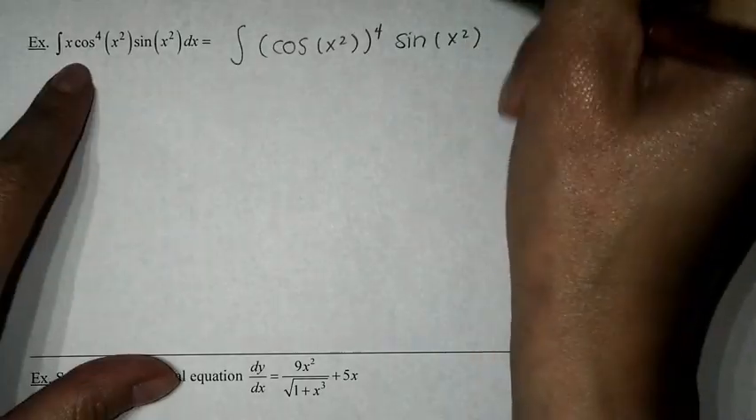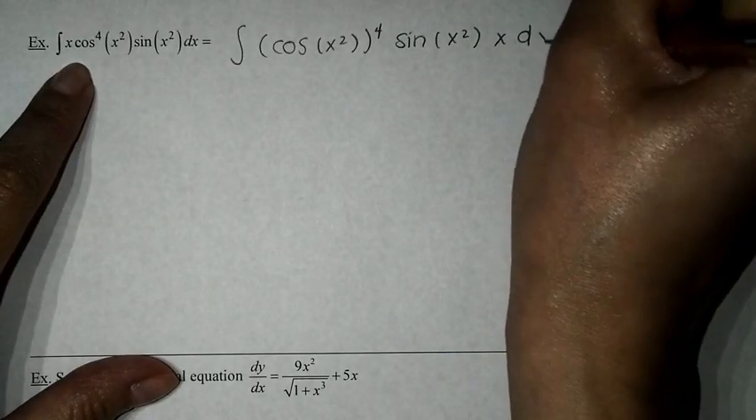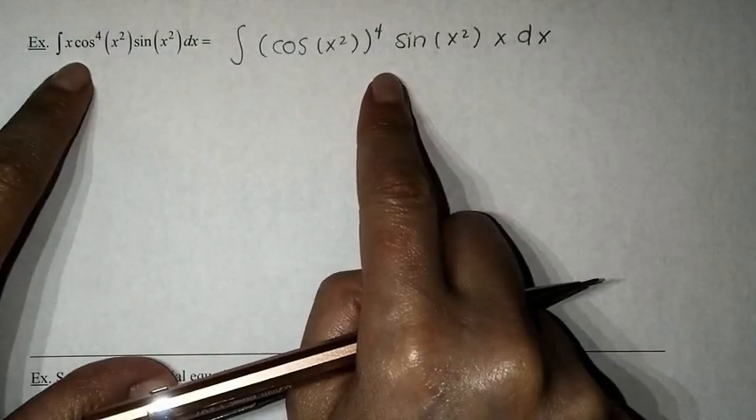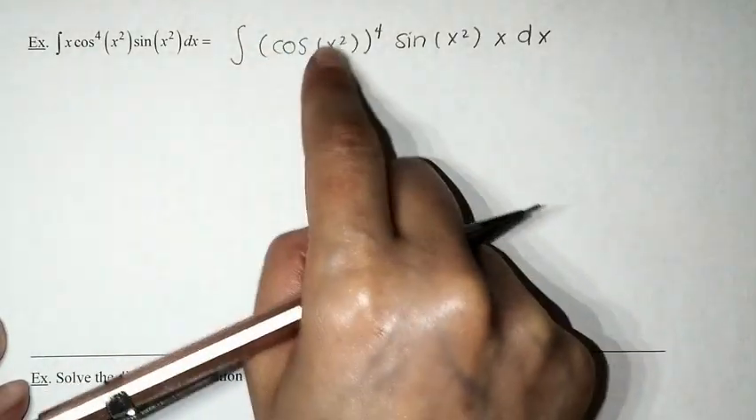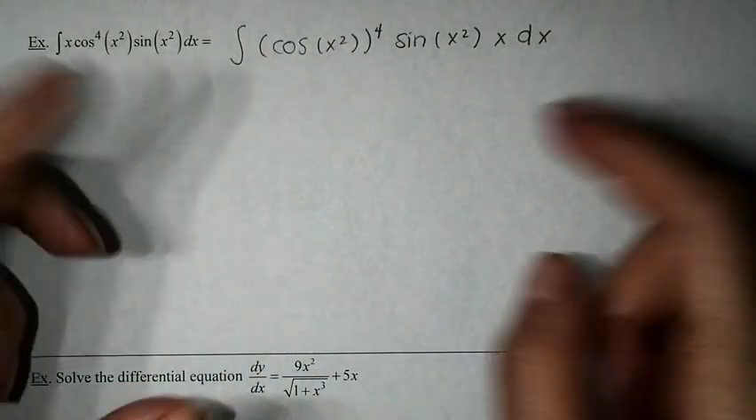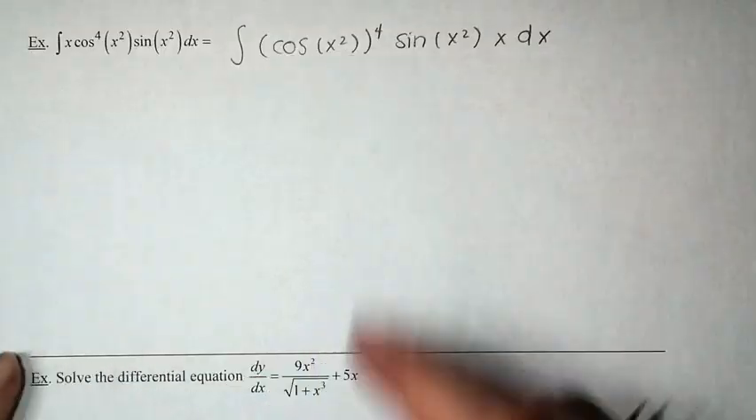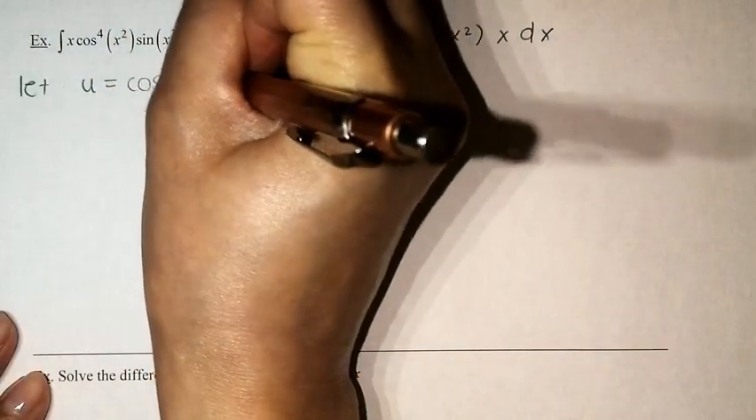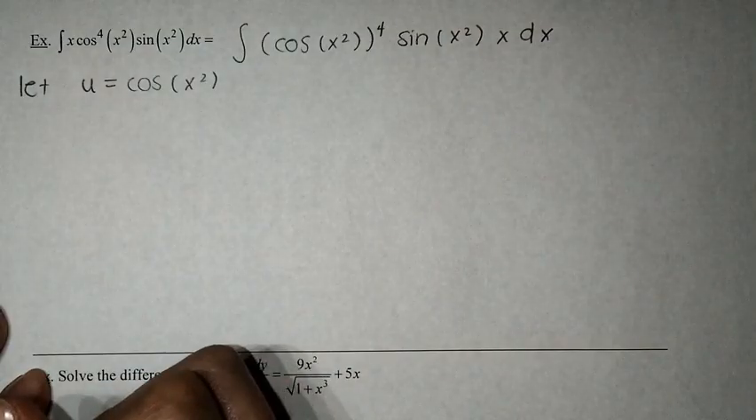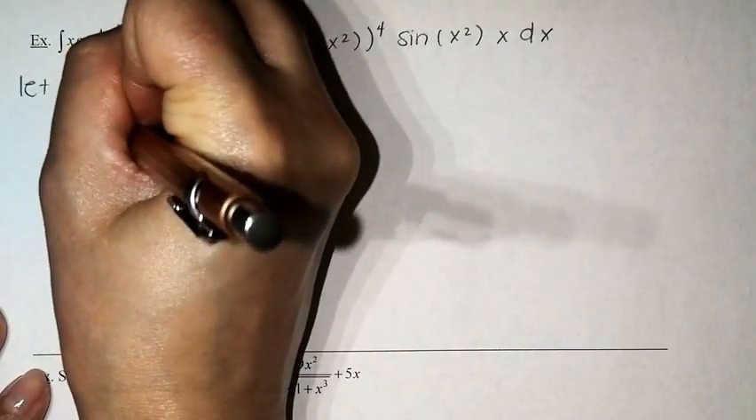Don't forget the x that I have here, x dx. So you have a situation like this. Do you agree with that? The one that is the most inside of functions is the cosine of x squared. So what I'm going to do here is let my u be equal to the cosine of x squared. Now what's the derivative of cosine? You know that it's negative sine of x squared.